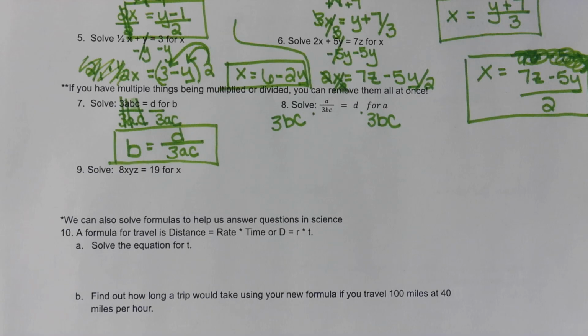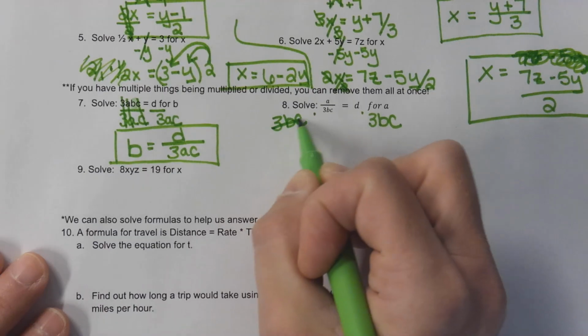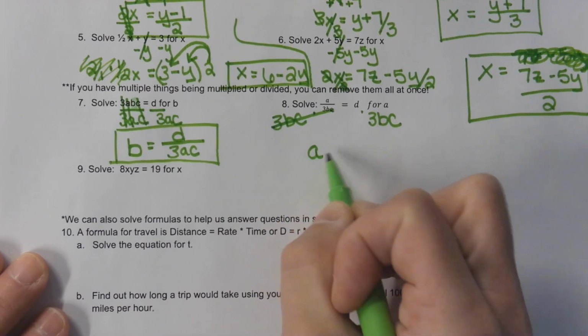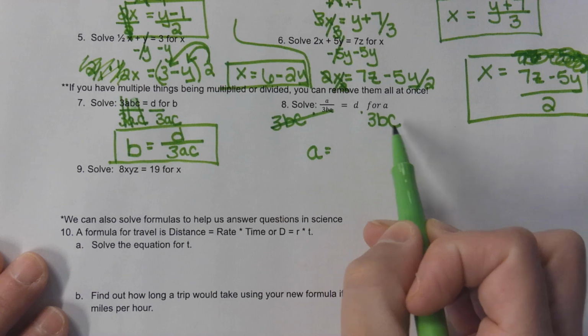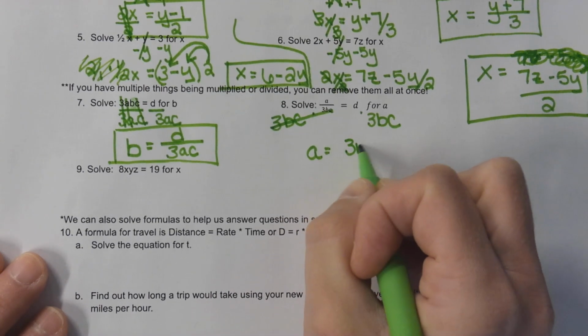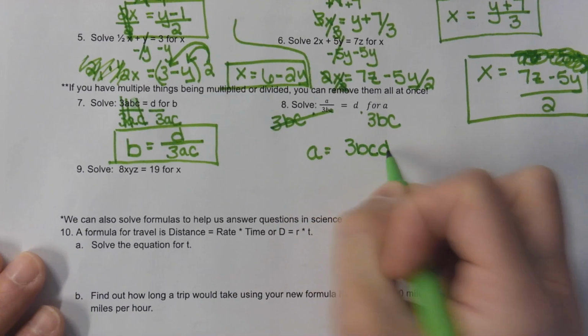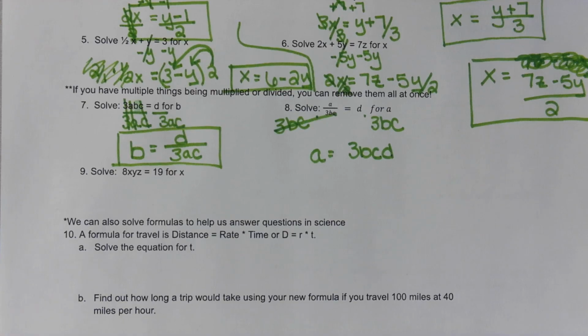This is a one-stop shop. We can do all the things at once. These all cancel. A equals 3B, C, D. And kind of going along with the conversation we had yesterday, the number comes first, and then when we have lots of letters, like we do here, we put them in alphabetical order. So the B, the C, and the D are in alphabetical order.